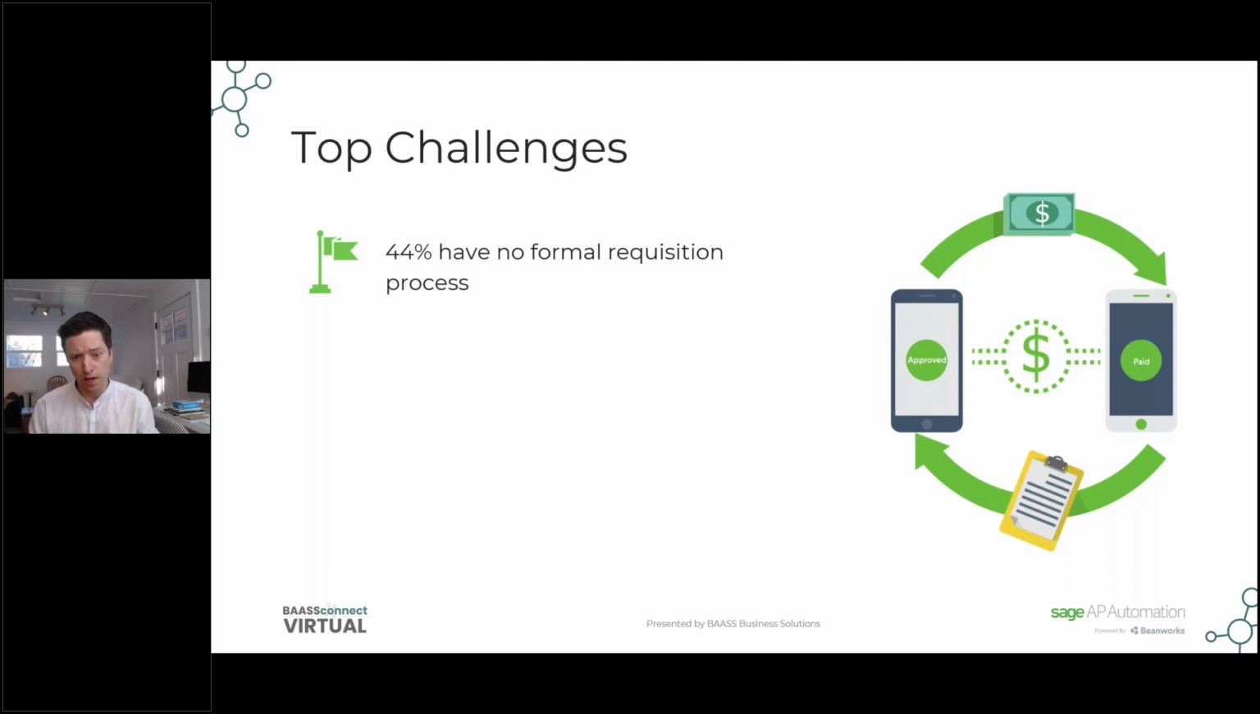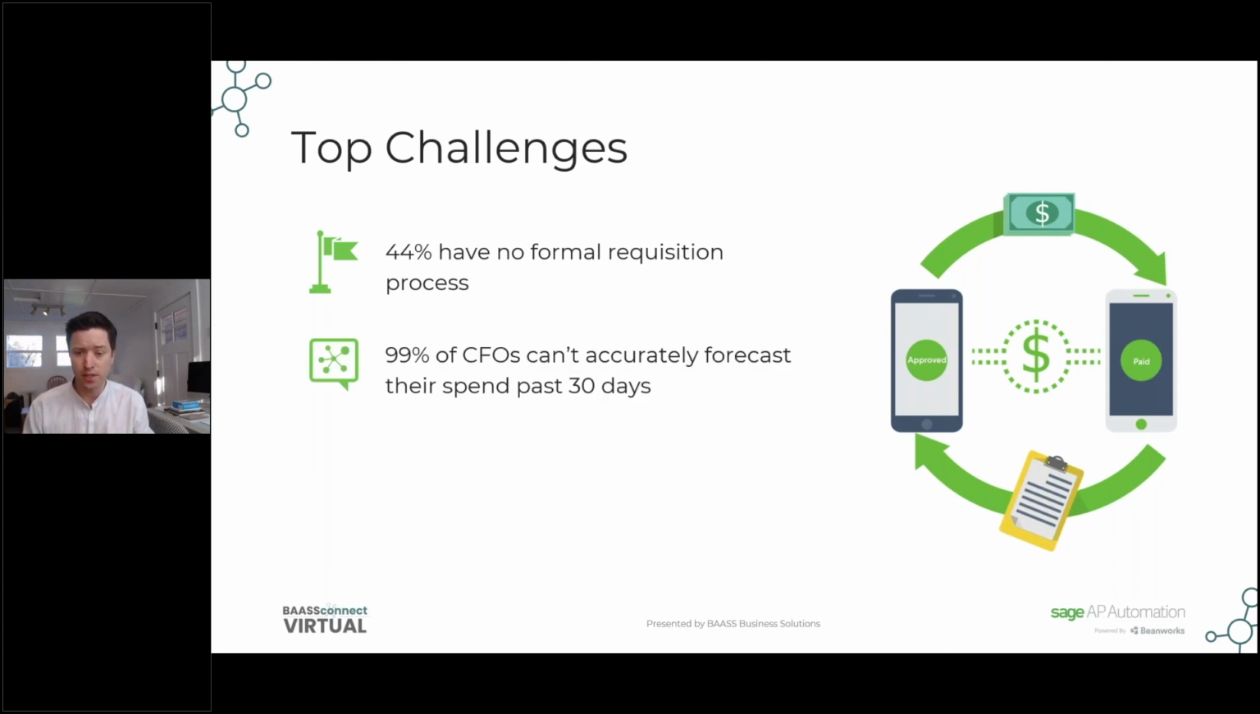Now, if you do have a purchase requisition process in place, but it's manual, you probably have limited visibility into the open purchase orders. This will make it hard to track your spend and get accurate data for financial forecasting. And the same study found that 99% of CFOs can't accurately forecast their spend past 30 days.